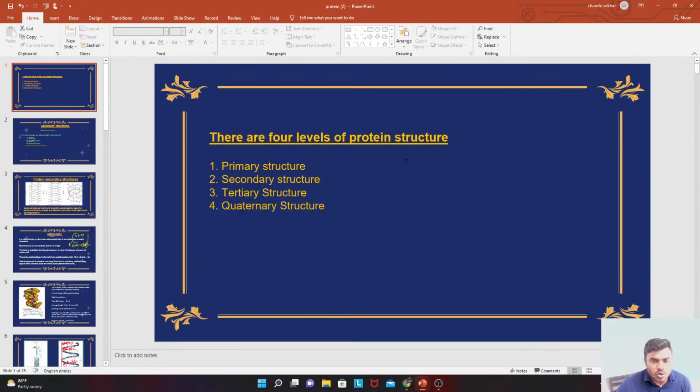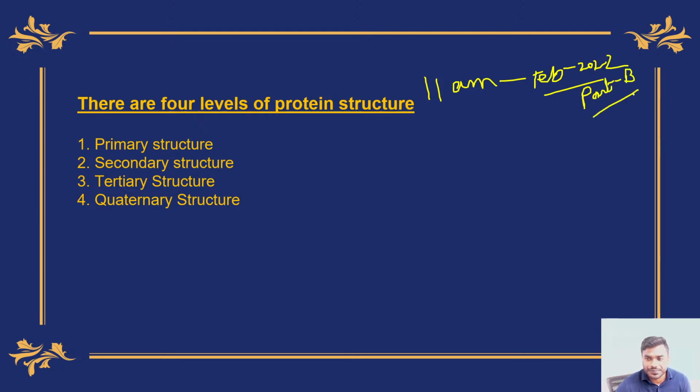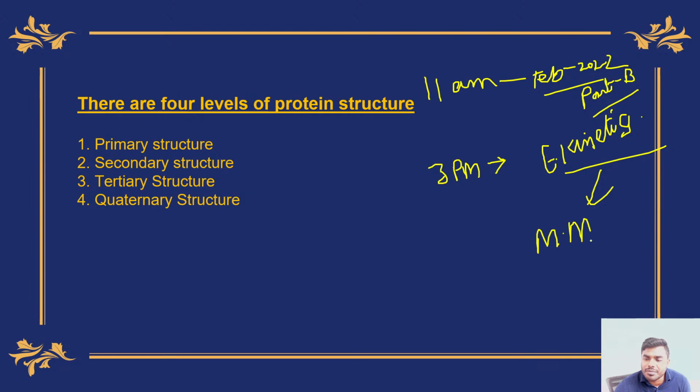So friends, in tomorrow morning's 11 AM class, we will discuss the February 2022 question paper. I will discuss 50 questions at a time. So what we will do is, tomorrow itself we will finish part B. Whereas at 3 PM we will start enzyme kinetics. I'll finish it faster because we have revised it. We will majorly focus on the Michaelis-Menten equation, from where we are expecting questions.